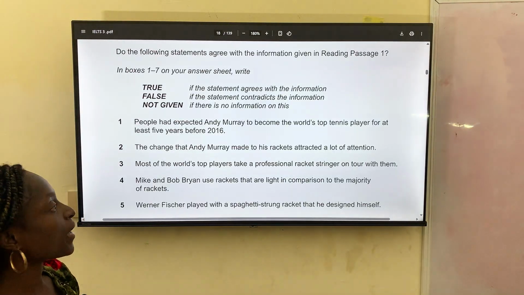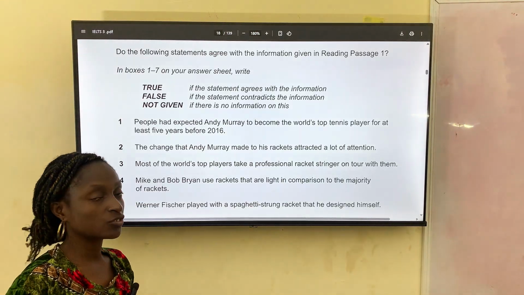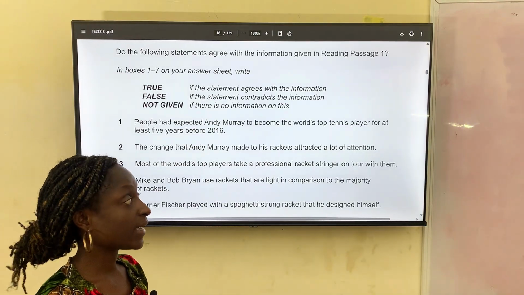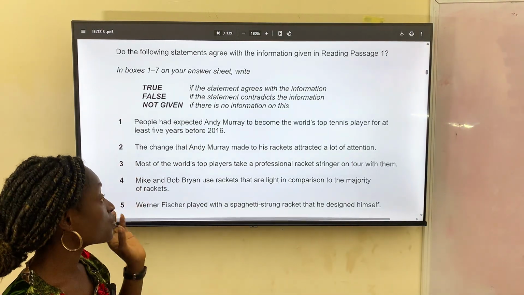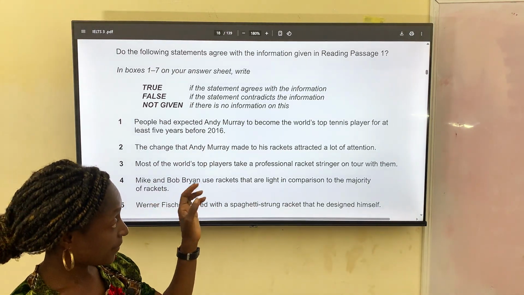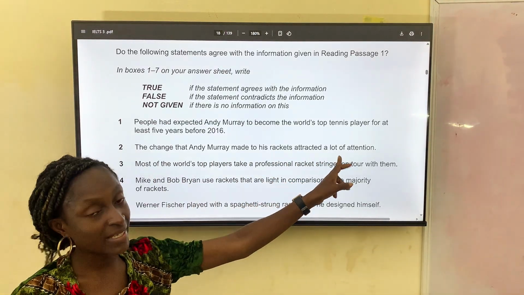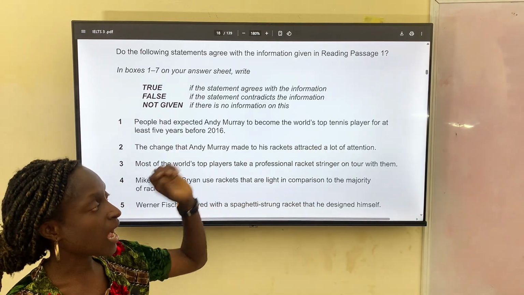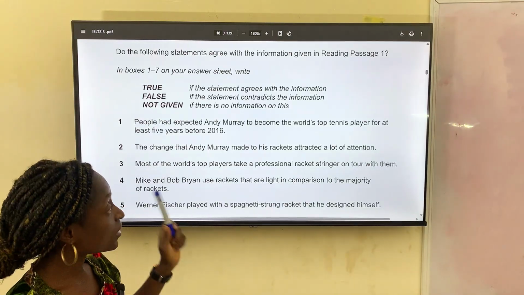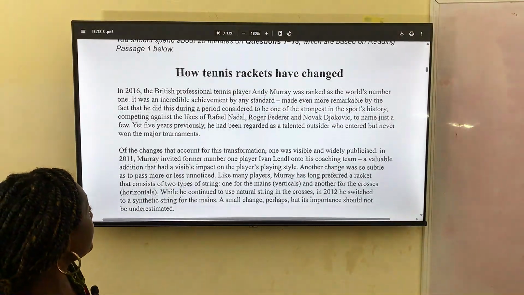Now the next one, we have, the change that Andy Murray made to his rackets attracted a lot of attention. So the key information we are picking from this is Andy Murray, the change he made to his racket, attracted a lot of attention. The emphasis is on attracted a lot of attention. So let's go to the passage. I think that should be in the second paragraph.